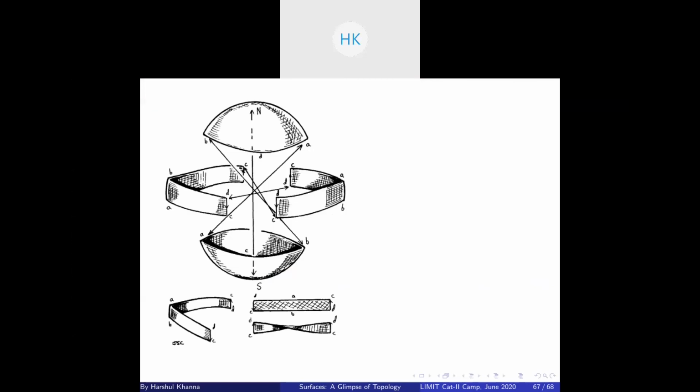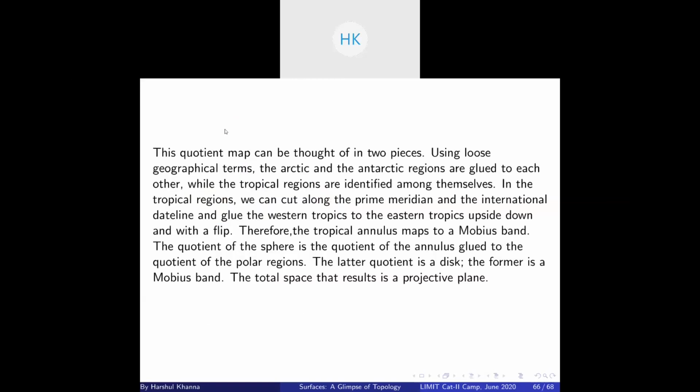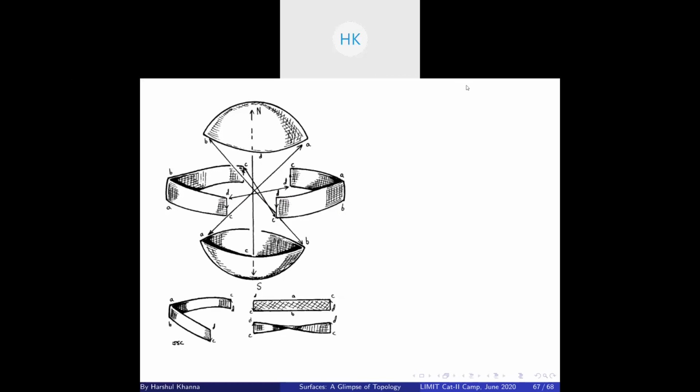So suppose this is your sphere. What you do is take out this hemisphere, take out this hemisphere. This is a tropical line, let's say, and you take this tropical line. What you want to say is this point maps to this point, right? So essentially, what you can do is take this tropical strip. Wait a second. Essentially, you take this tropical strip, and let me show what I'm trying to say.